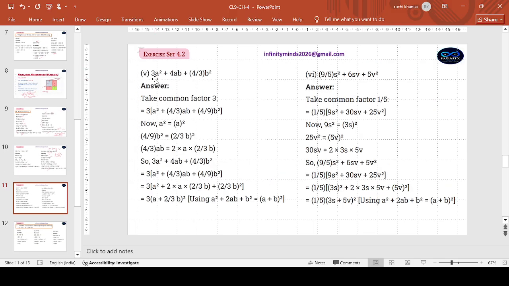Now see, 3a square plus 4ab plus 4 by 3 b square. Not so obvious, but taking 3 common, then you get the identity. A square can only be the square of a. ab is the term which is the middle term, so we don't have to think. We have to concentrate on this: 4 and 9, so 2 by 3 b. Now if these are the two, they will help you to get the middle term. 2a, 2 by 3 b. Let me just cross check. 2 into 2, 4 by 3 ab. Yes.